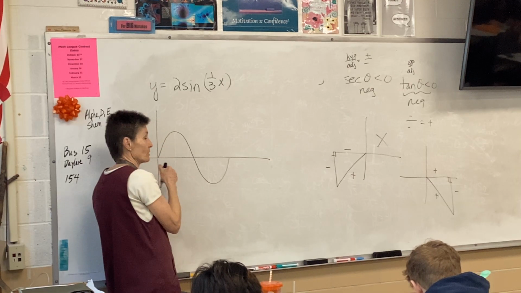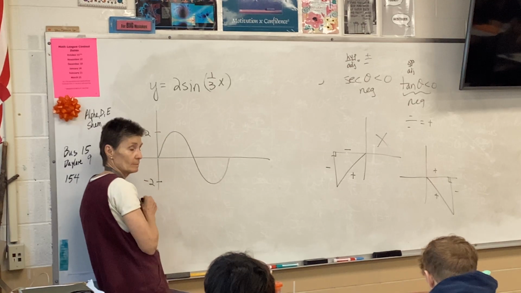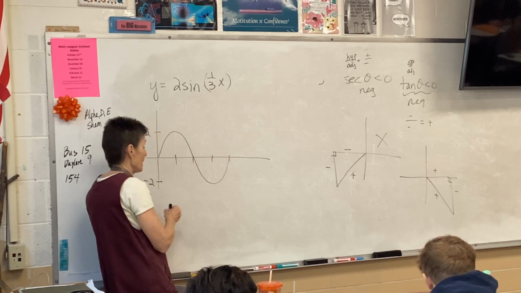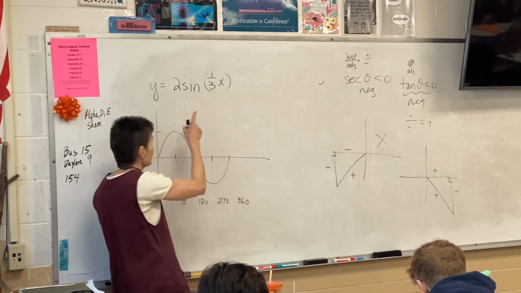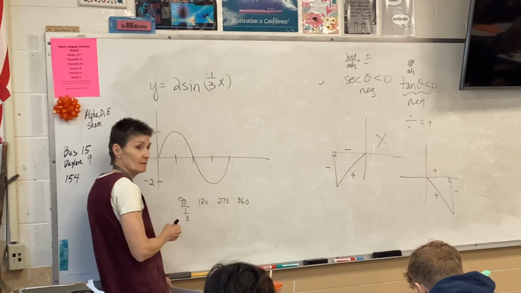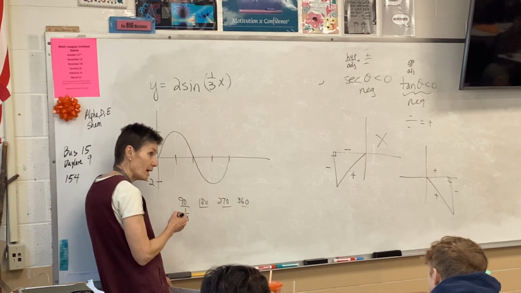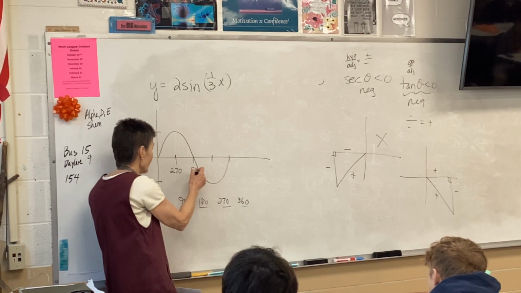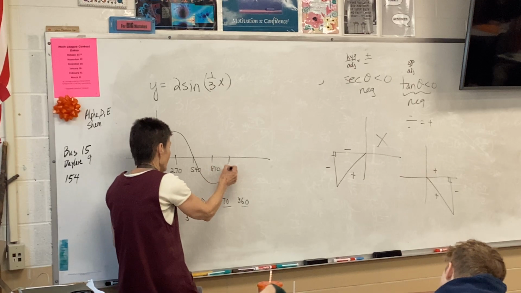Now let's put some labels in. What's the top and the bottom going to be? 2 and negative 2. I need 4 labels. I know they're normally 90, 180, 270, 360. What's happening? They're being divided by a third, all of them, which is timesing by 3. So 270, 540, 810, 1080.